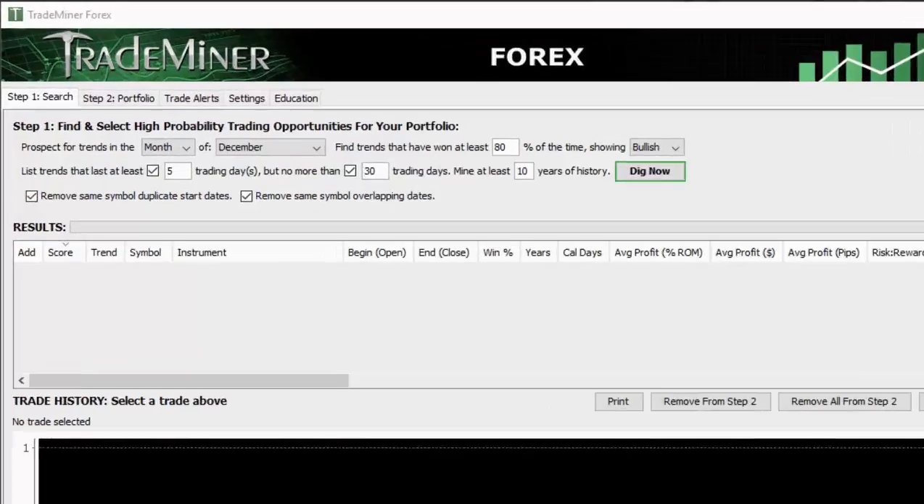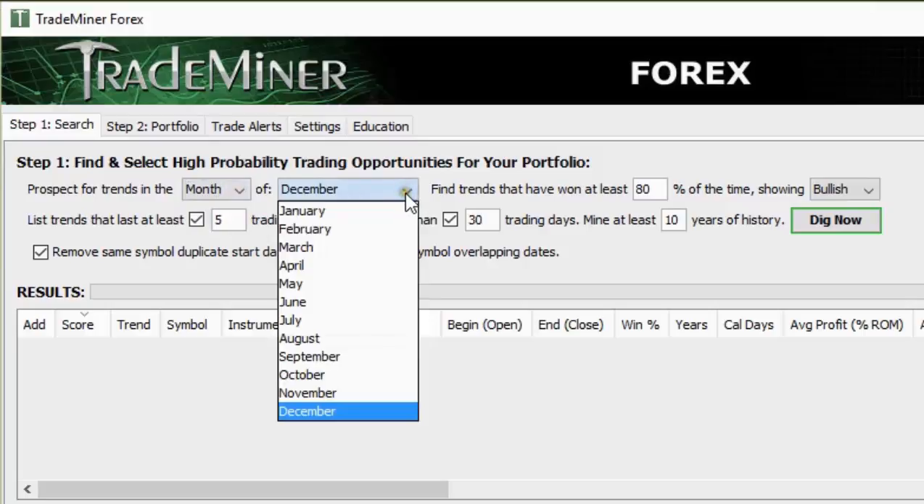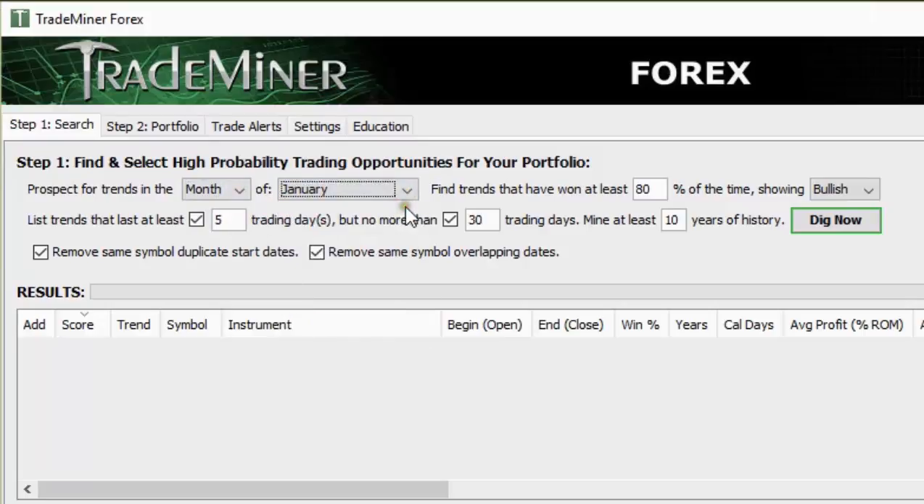Let's start with step 1 and prospect for trades in the month of, again, let's say that we want to look at January. We want trades, and I'll turn this down to 75, and let's do both longs and shorts. Then I'll list trades that last at least, and I'll put in here 2 trading days, and I'll put 7 trading days in here. So we're covering 1 calendar week.